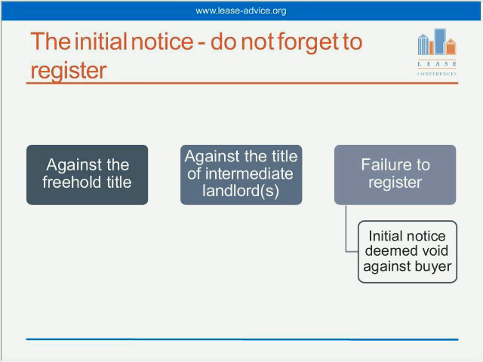Now, part of the cockpit drill, once you've served the initial notice, do this straight away. You enter the initial notice at the register, the Land Register. You enter it against the freehold title, and if there are any head leases or intermediate landlords, against their title as well. What's the consequence of failing to register? Well, basically the consequence is that the initial notice is deemed void against the buyer of the freehold title or of the intermediate lease, as the case may be. It still might be that the right of first refusal kicks in, but the initial notice will be deemed void.